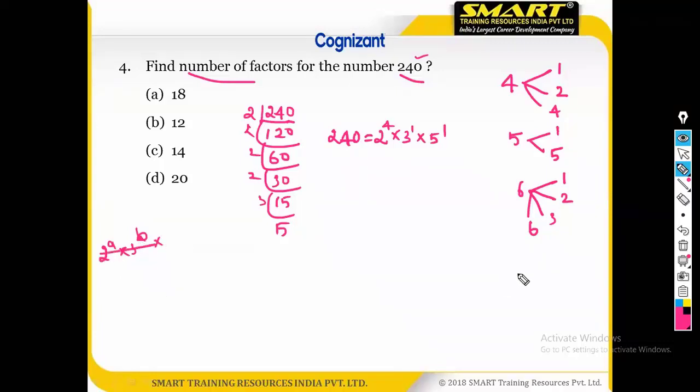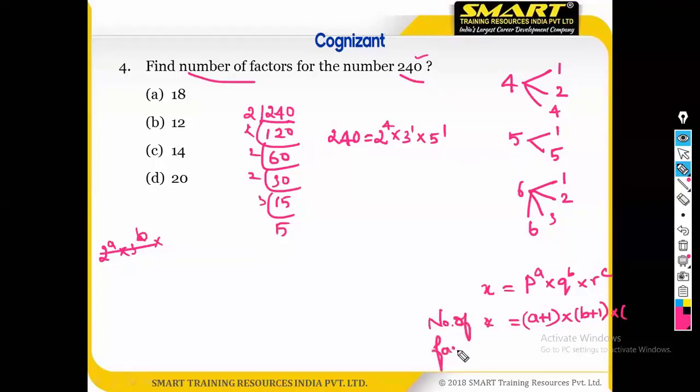Suppose I am writing here in general form, p power a into q power b into r power c. Okay, these are all powers of primes. So you have to take the power numbers, add 1 to each, and multiply. So if it is x, then the number of factors of x is equal to a plus 1 into b plus 1 into c plus 1. This is going to be the answer for the number of factors of x.